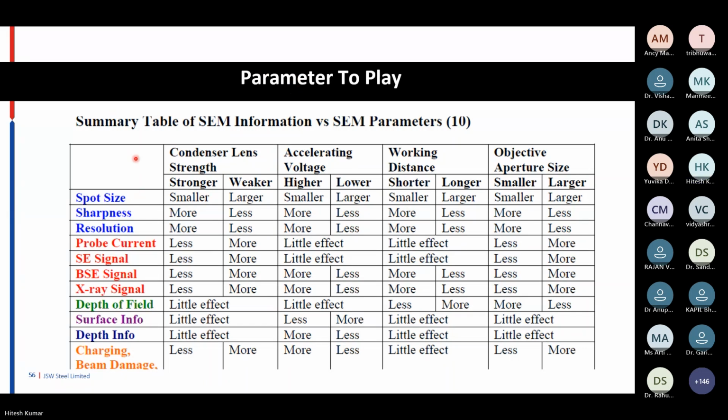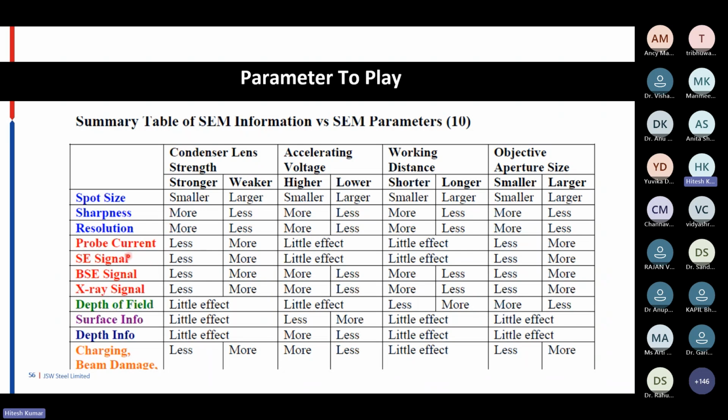One is the spot size. I already gave you the example. Spot size will always be lower than your feature size. If it is more, then two spots will overlap with each other, and you are not able to resolve the fine information. Then the second is sharpness. Sharpness basically depends on your accelerating voltage as well as the working distance. So for that also you need to take care what type of accelerating voltage you have to use.